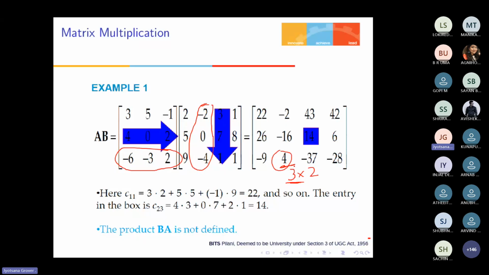Similarly, you can evaluate all the entries. You can check for 26 how you are getting. You want to check or should we go to next?